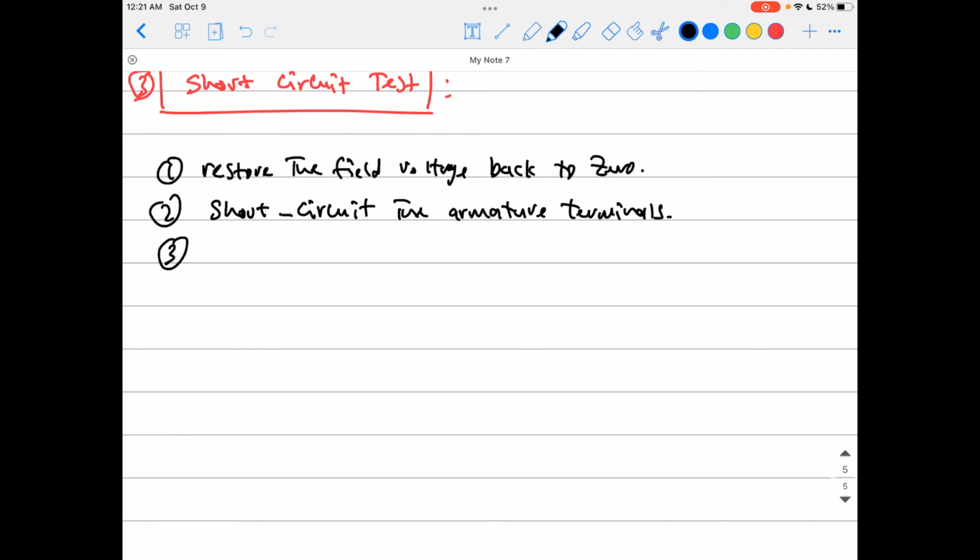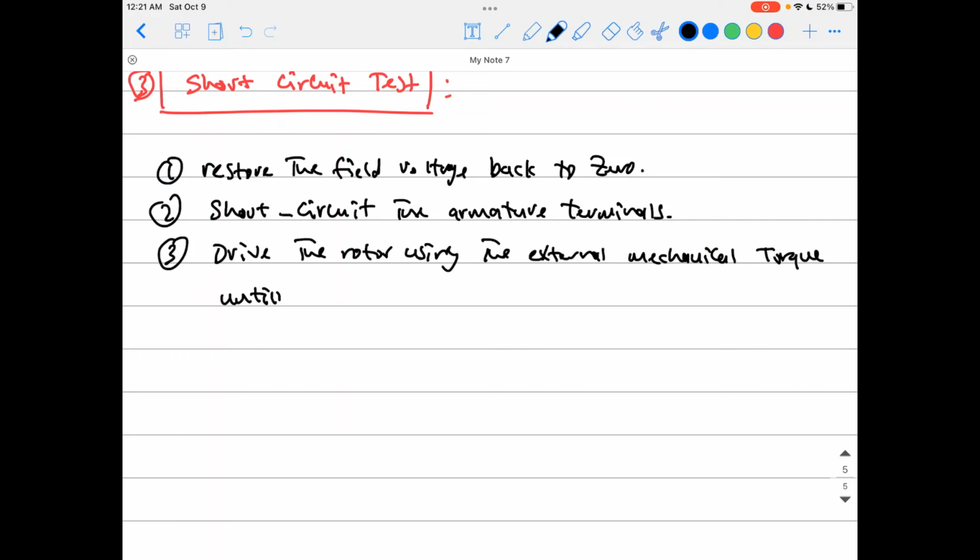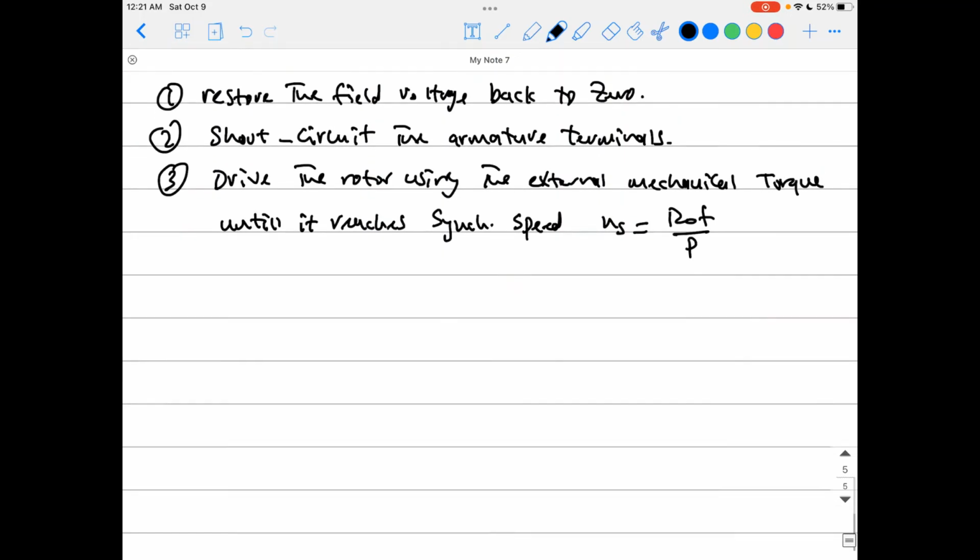Okay, so after short circuiting the machine, we again drive the rotor using the external mechanical torque coming from the motor in the lab, until it reaches synchronous speed again. It's also because that is the normal operating condition of the machine, the synchronous speed, 120 f over P.